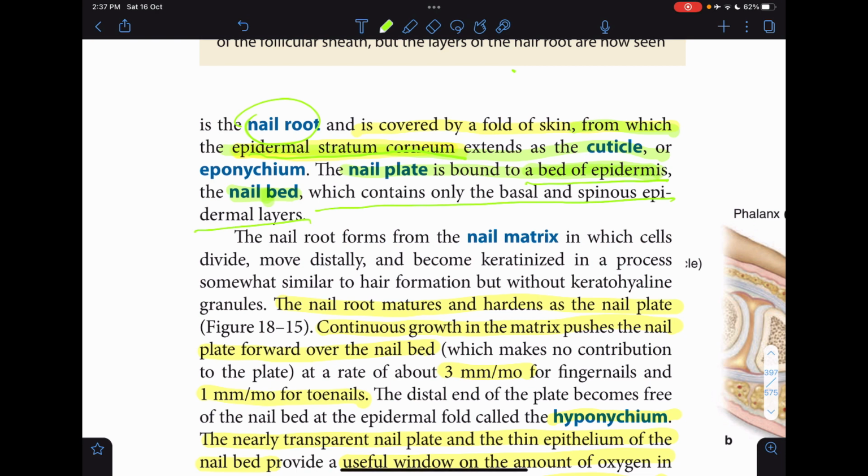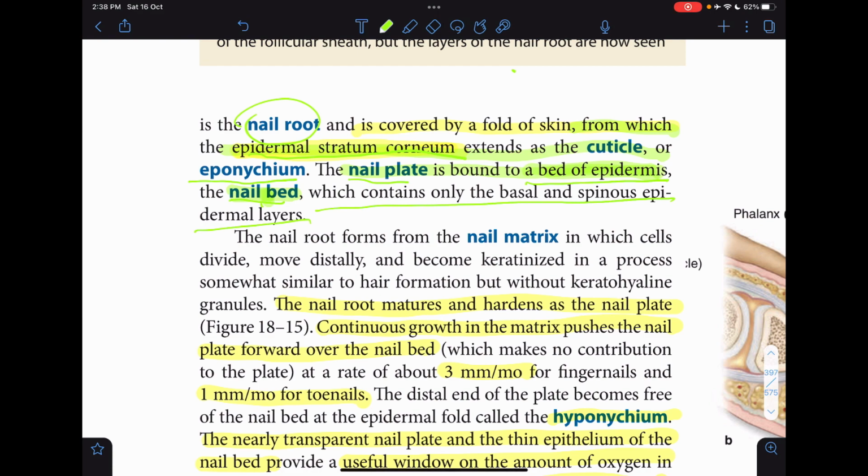So a quick recap on the nail root. The nail root is covered by a fold of skin. This fold of skin is an extension of epidermal stratum corneum, which is called cuticle or eponychium. And also the nail plate, which is bound to the nail bed, and the nail bed is a bed of epidermis.